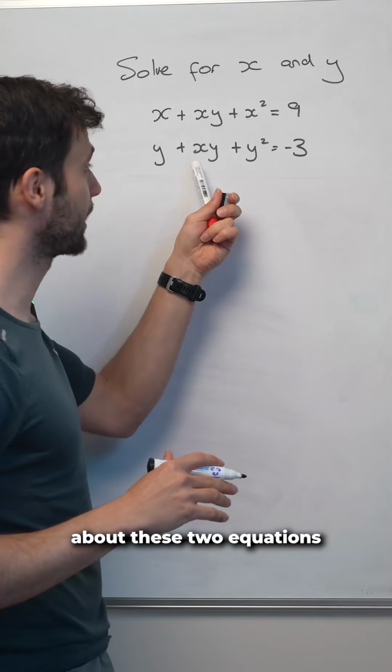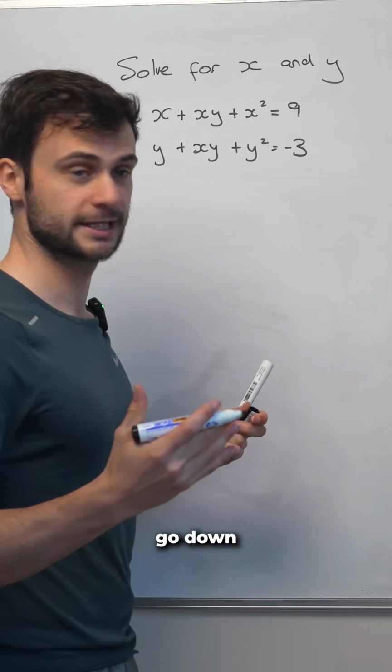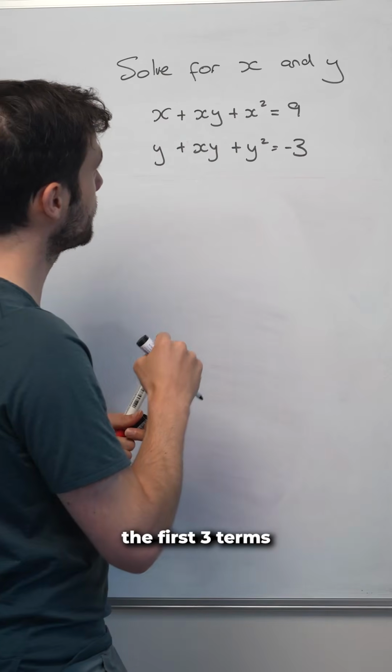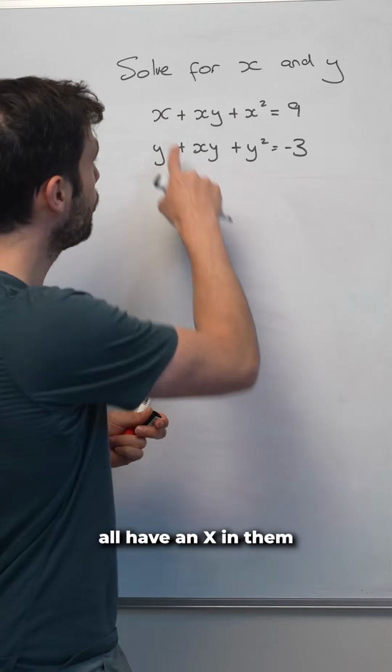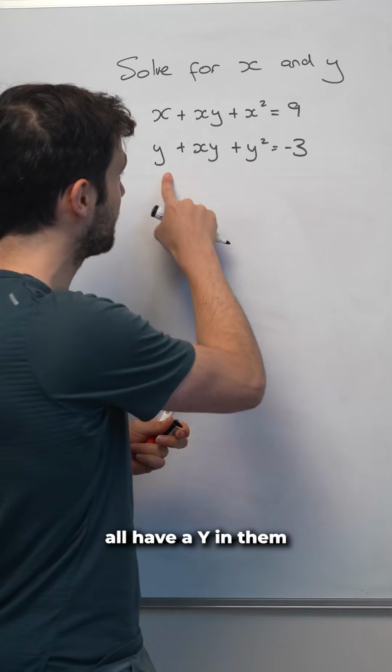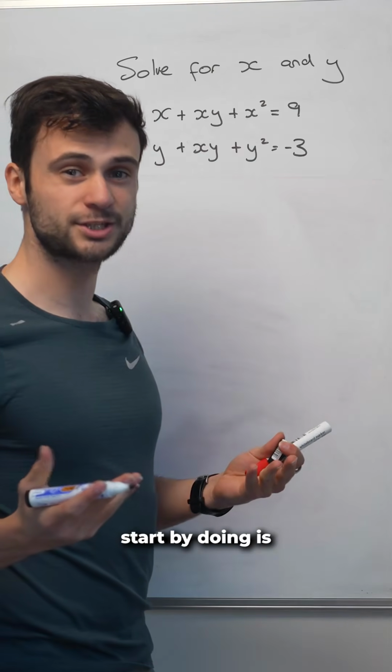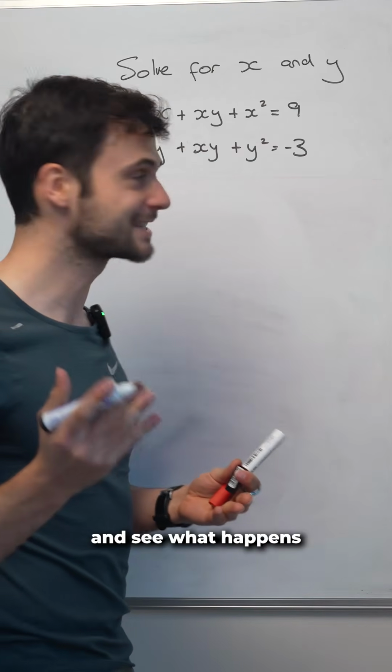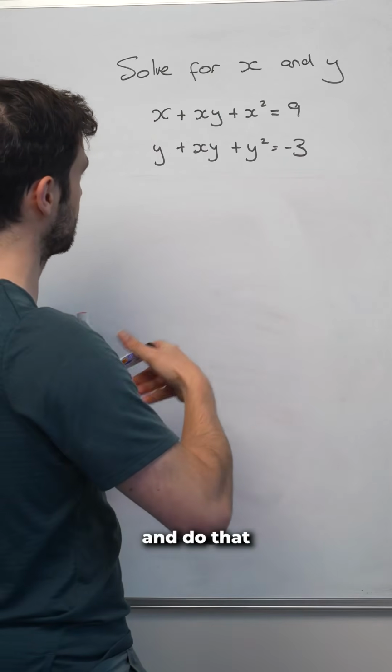but there's another thing that you probably have already noticed about these two equations, which might be a better route to go down, which is noticing the first three terms in the first equation all have an x in them, and the three terms in the second equation all have a y in them. So what we could just start by doing is factorizing that out and see what happens. So we can go ahead and do that.